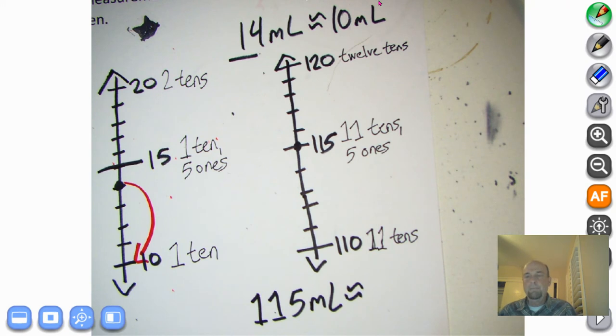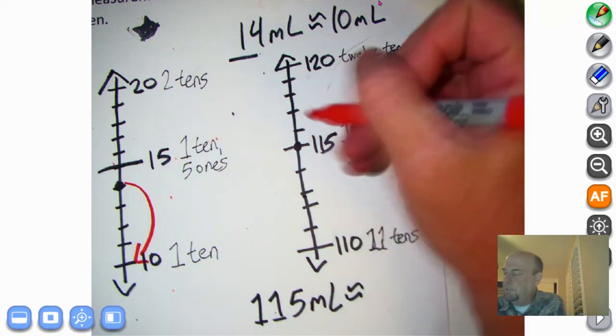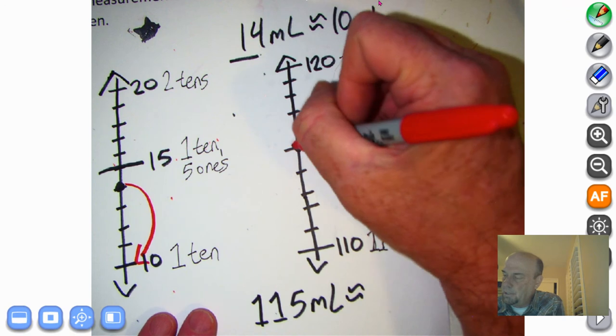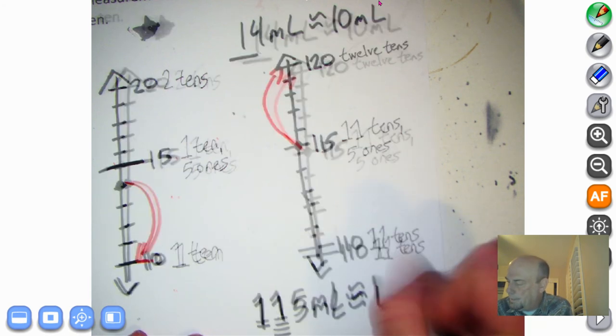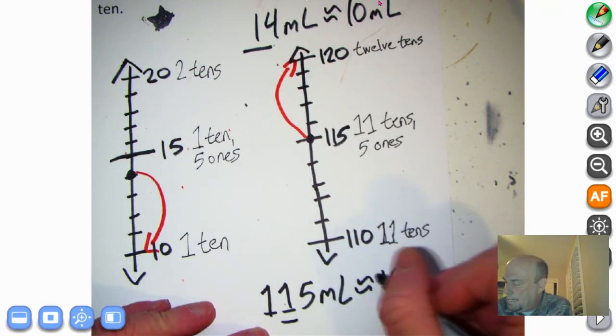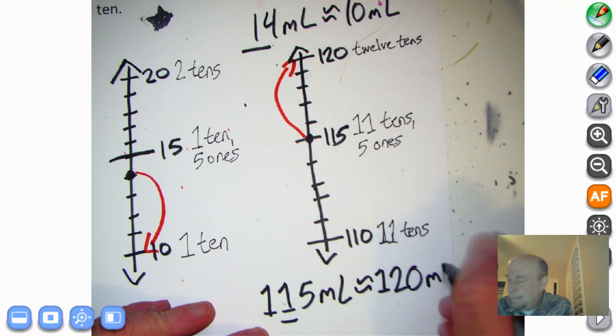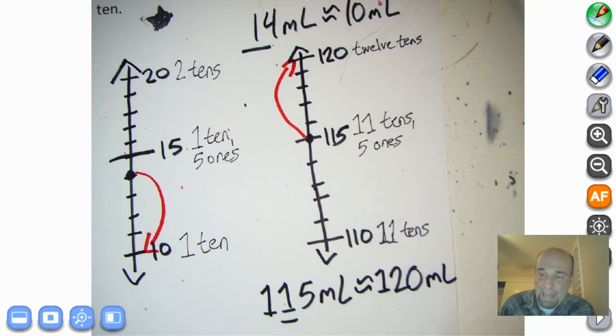So I would say, okay, little Jimmy drank 115 milliliters, but somebody asked him about how much did you drink. I don't want to know exacts, little Jimmy. Just tell me about. So little Jimmy would say, okay, if you want to know just about how much I drank, about 120 milliliters. And that is rounding to the nearest 10 when dealing with a 3-digit number. Hope you enjoyed the lesson.